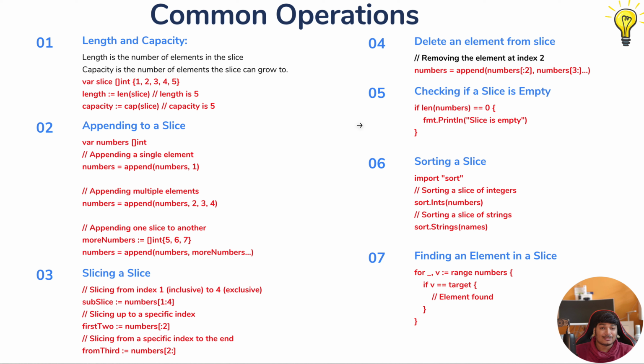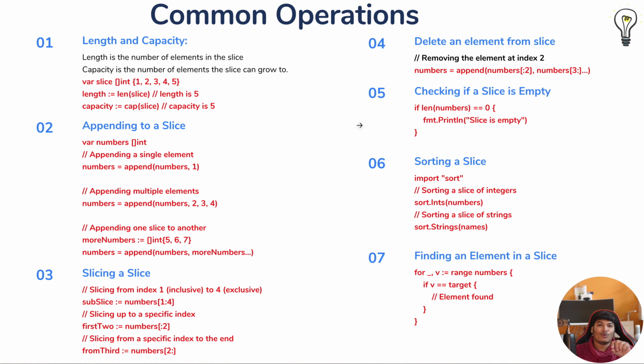Then the seventh point is finding an element in the slice. If you would like to find an element in the slice, there are many ways, but I think the most efficient way is using a for range loop. So we're using what? For underscore, comma, v. Underscore means the index, and v is for the value. Now, if you're not going to use the index key, you should not give any key name. Use the underscore.